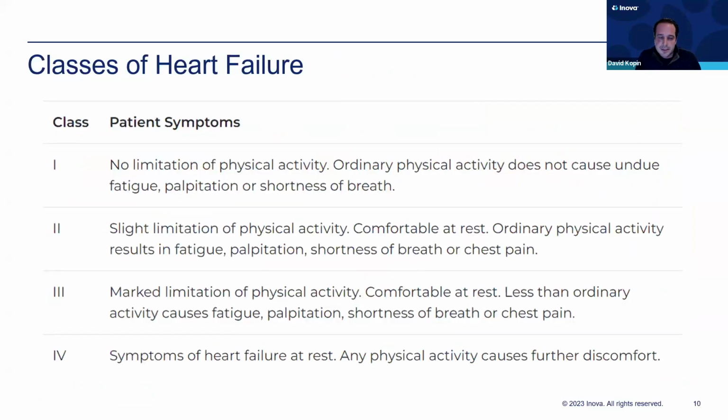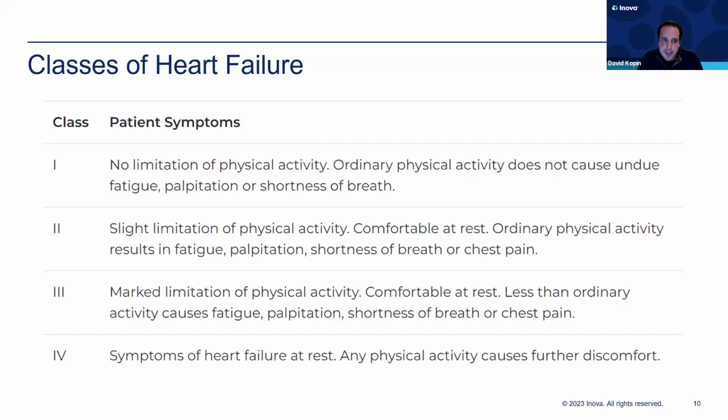Now, what are the different classes of heart failure? The New York Heart Association designated 4 classes of heart failure to help classify patients and determine the best therapies for them, and also help us as physicians be able to communicate with each other in an efficient manner regarding the seriousness of the heart failure. So going from class 1, which is the least severe class, to class 4, the most severe class.